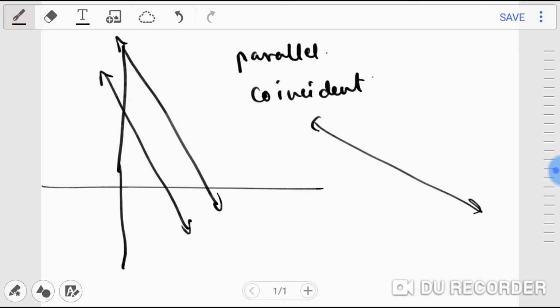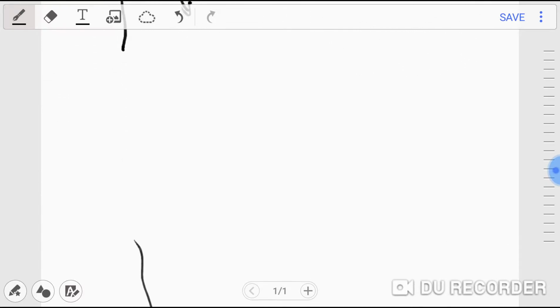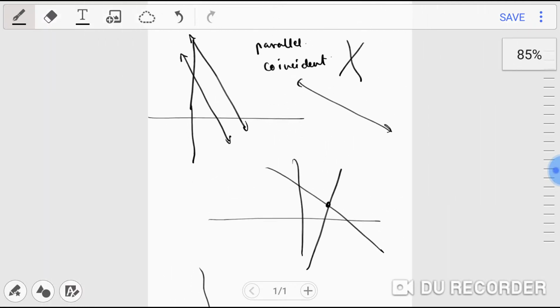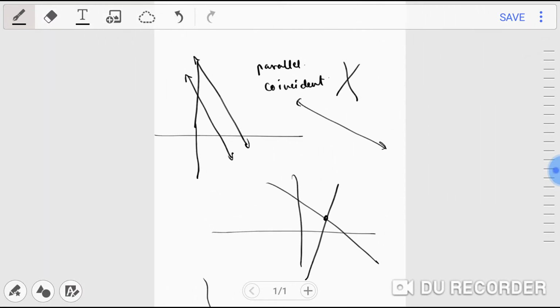So either the lines are parallel lines, or coincident, or they are intersecting. That means the graph is something like this: you have one line here and the other line goes like this, so they are intersecting somewhere. Either they will be parallel, or they will be intersecting, or they will be coincident. Coincident means both equations give the same graph, the same line, the same slope.